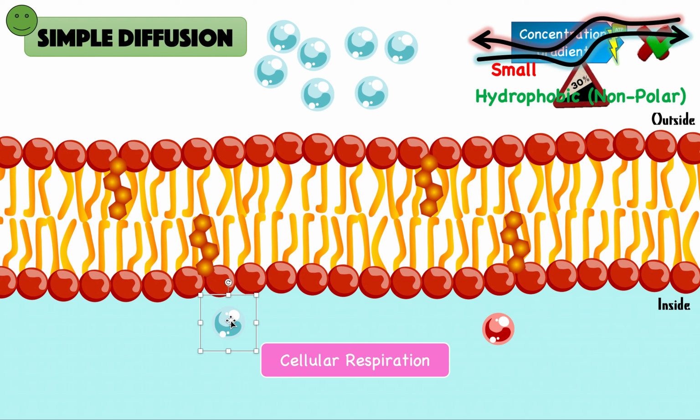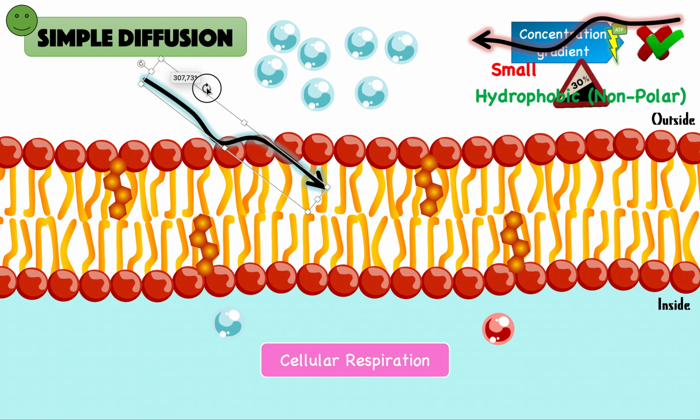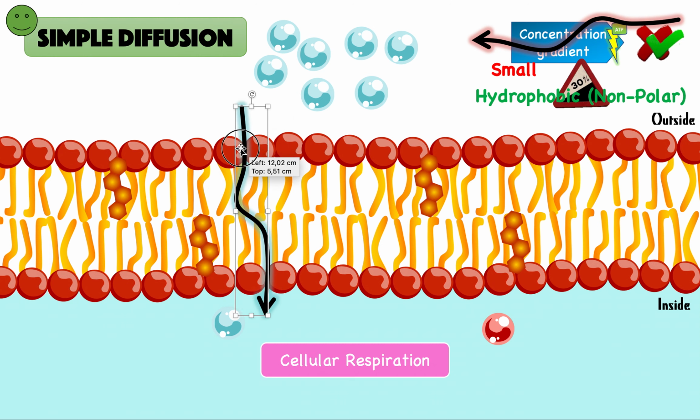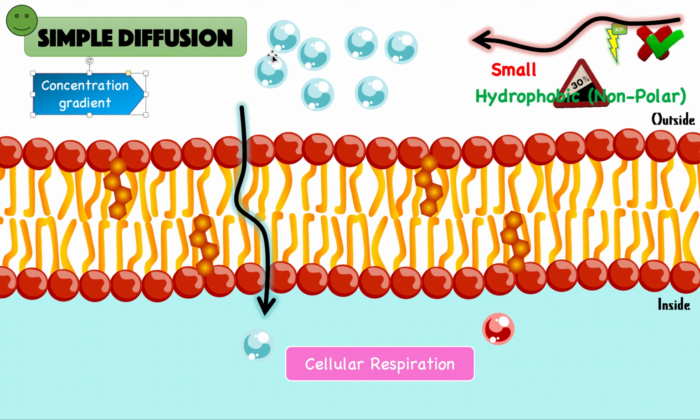So what's going to happen? This oxygen is going to diffuse by simple diffusion through the membrane into where? Into the cell. Let's put it here. Into the cell. So what was required for this to happen? We needed a concentration gradient. What is that? A concentration gradient is basically when there is a high concentration of something on one side and a low concentration on the other. That's a gradient.